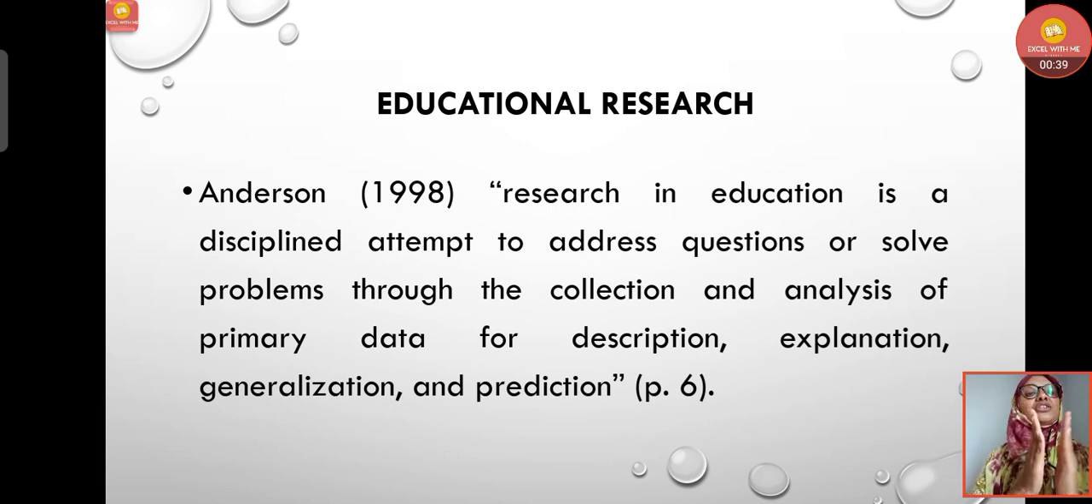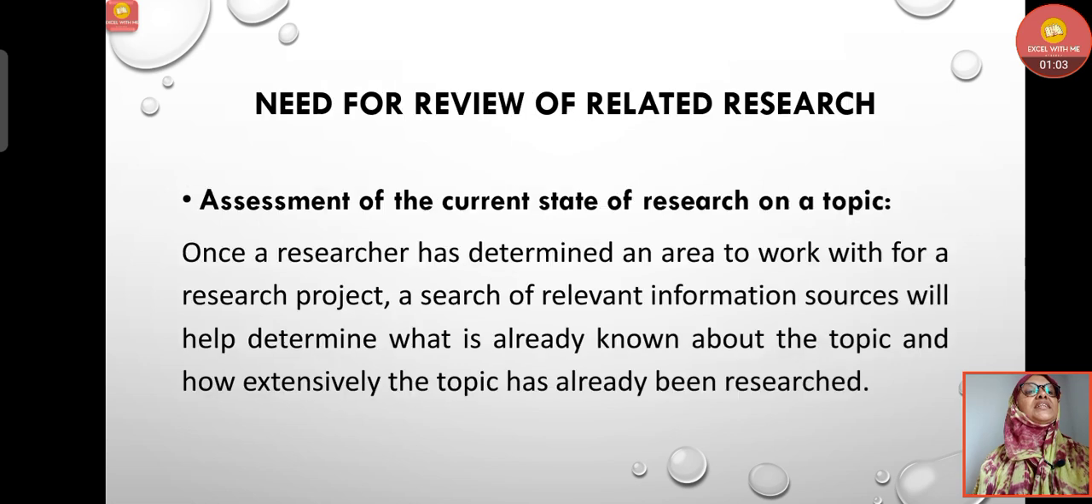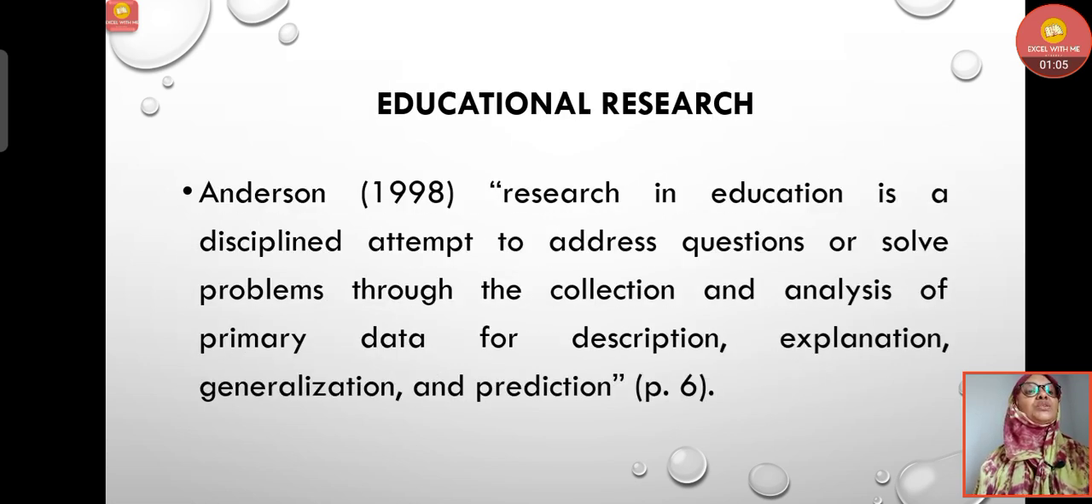What is educational research? Let's see Anderson's quotation here. Research in education is a disciplined attempt to address questions or solve problems through the collection and analysis of primary data for description, explanation, generalization and prediction. Excellent quote, we have to remember this one.